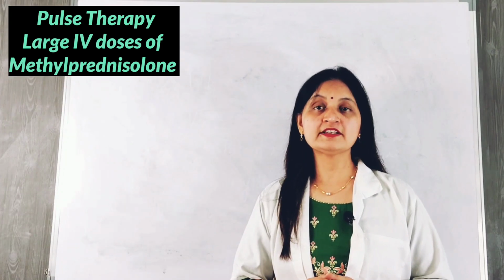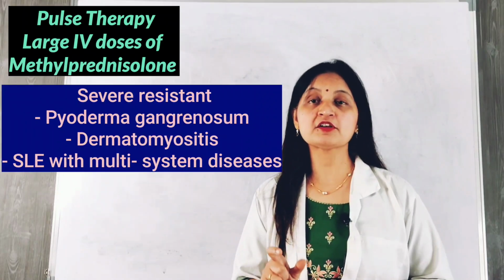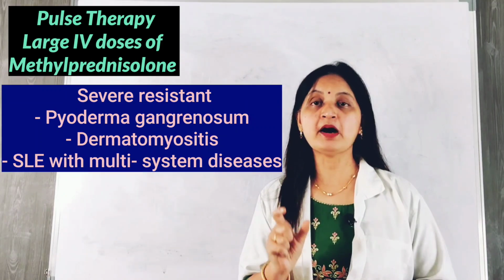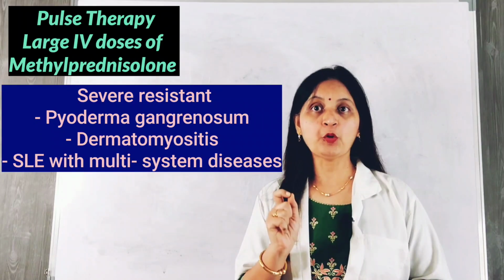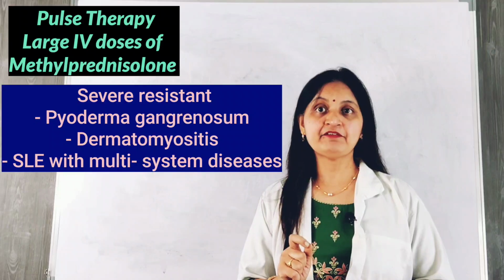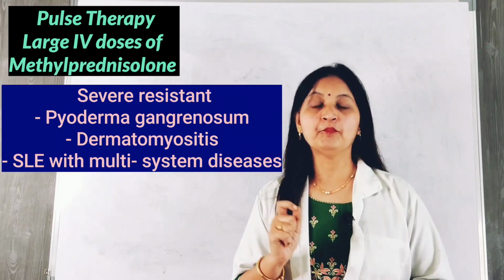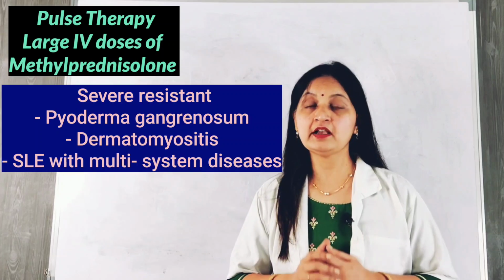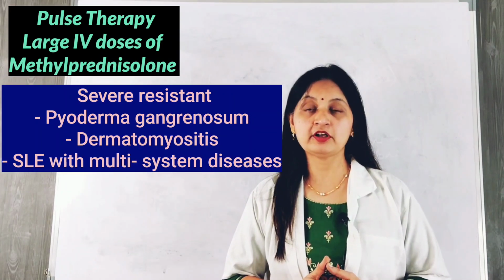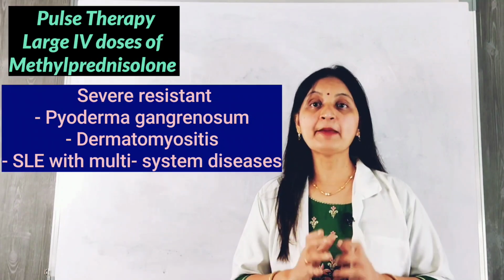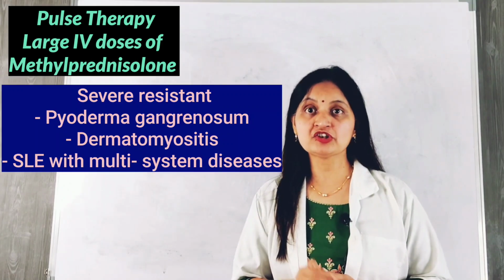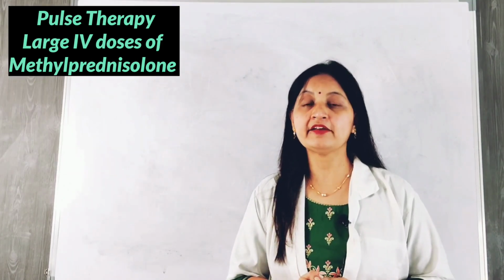Pulse therapy involves injecting large IV doses of methylprednisolone in severe resistant pyoderma gangrenosum, dermatomyositis, SLE with multisystem diseases, bullous pemphigoid. So these are some of the life-threatening disease conditions where large IV doses of methylprednisolone can be used. However, rapid infusion should be avoided as it can lead to hypotension, electrolyte shift and cardiac arrhythmias.